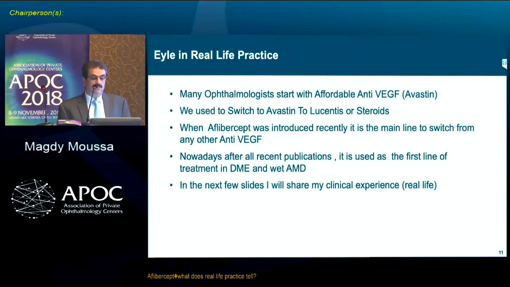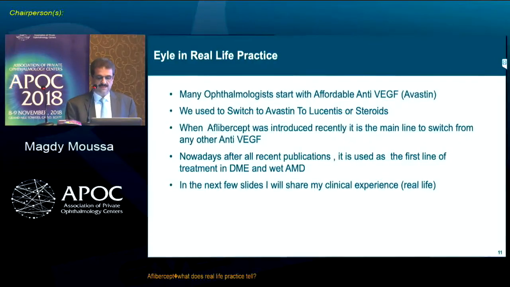So we used to switch from Avastin to Lucentis to steroids when we didn't have the Eylea. And when the aflibercept came in, we started to switch again to the aflibercept. We didn't start as a naive patient, but we used to switch from one drug to another. And most of the recent studies switched directly to aflibercept when there was resistance to anti-VEGF. In the next few slides, I will show you my clinical experience in this.